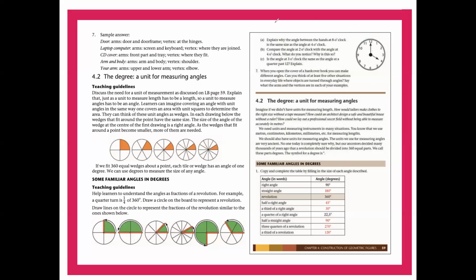Okay, B, compare the angle at 2 o'clock. So let's just do that. We are comparing the angle at 2 o'clock with the angle at 4 o'clock. What do you notice? Okay, so the degrees between the 12 and the 2 is 60 degrees because of those 2 jumps. And the angle between the 12 and the 4 is 120 degrees. So we notice that the angle at 2 o'clock is half the angle at 4 o'clock.